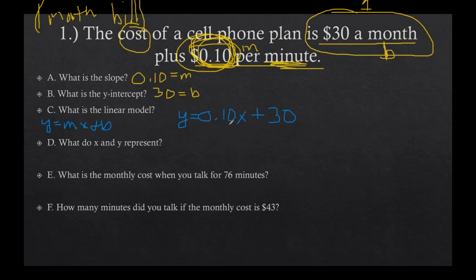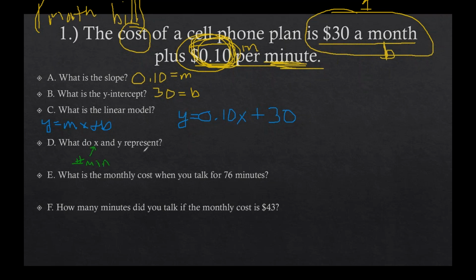Okay, so now we get to letter D. What do x and y represent? Okay, well, when you're thinking about x, so let's start with x. First of all, look at your problem. X is connected to your slope. Well, what does your slope represent? Well, that's 10 cents per minute. So what do you think x is going to represent? Perfect. X is the number of minutes on the phone. Yes.